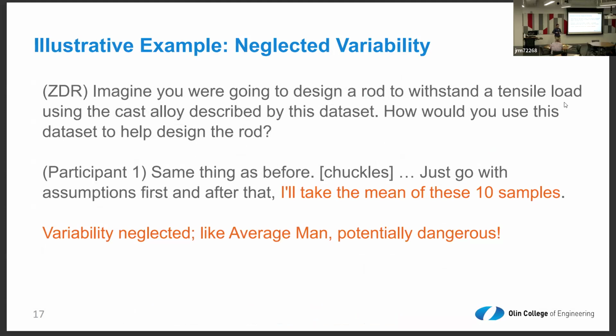This is kind of the classic way of neglecting variability, taking an average, not bringing variability into your process at all. And like we saw with that average man example, this is potentially dangerous. With something like structural design, if we're designing, assuming this middle case, what happens when we have to pull something off the shelf that has a strength weaker than what we typically see? That's potentially a safety hazard.